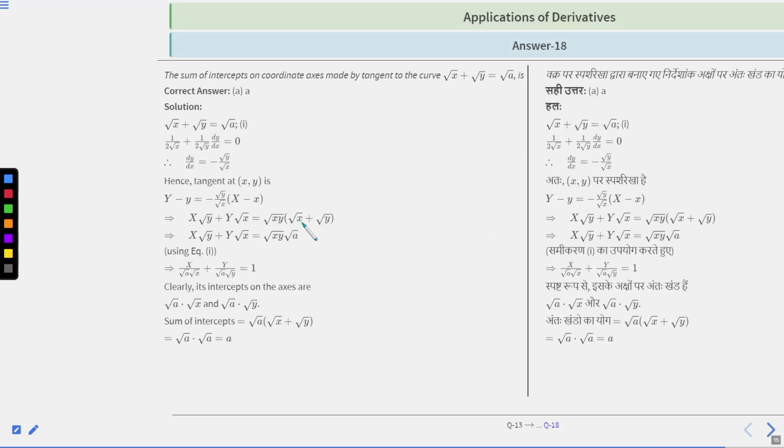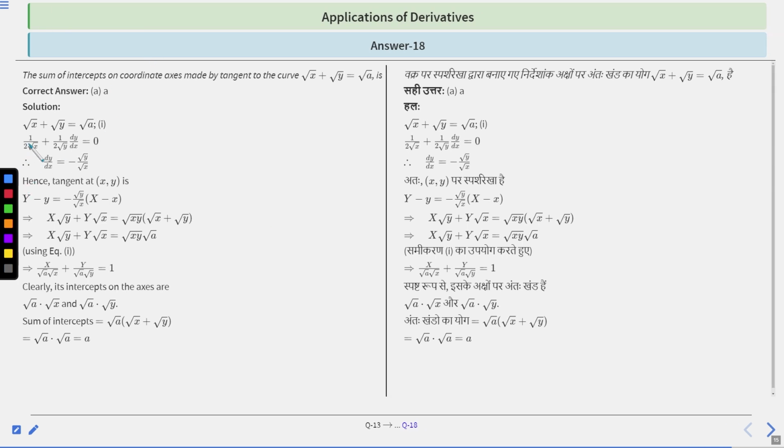Okay, let's move to the solution part C. As we have discussed, it is given root x + root y is equal to root a, right? Therefore, 1 by 2 root x + 1 by 2 root y times dy by dx is equal to 0. Therefore, if we calculate dy by dx, dy by dx will be equal to minus root y upon root x. Hence, the tangent at (x, y) can be calculated as capital Y minus y is equal to the slope, which is minus root y upon root x, into (capital X minus x).